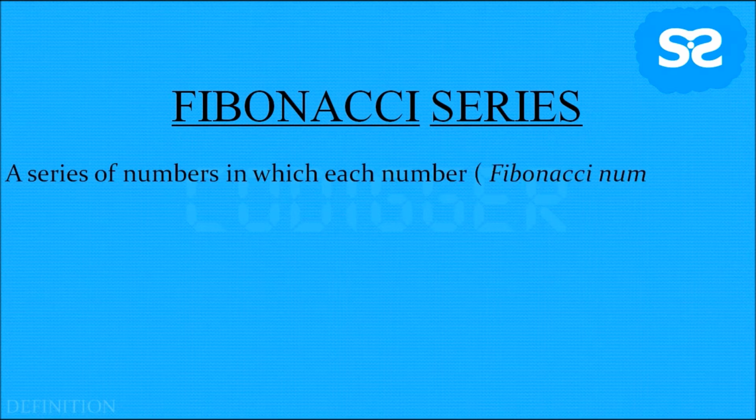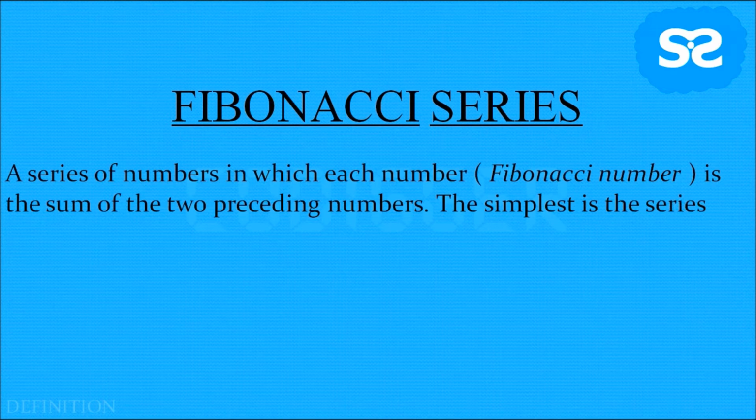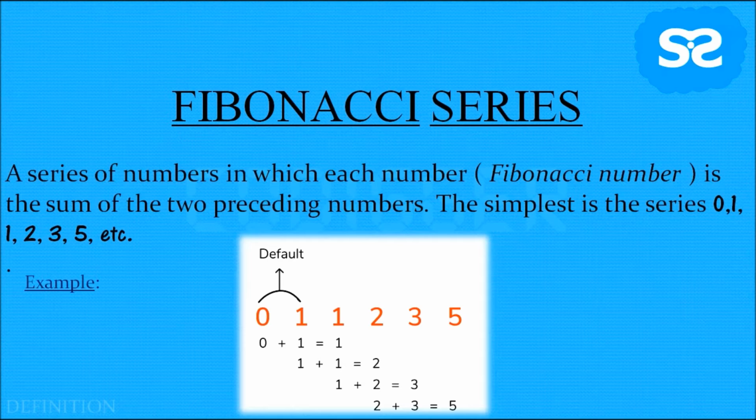Hello boss, so today's topic is the Fibonacci series. First let's see what the Fibonacci series is. A series of numbers in which each number, a Fibonacci number, is the sum of the two preceding numbers. The simplest is the series 0, 1, 1, 2, 3, 5, etc. For example, you can see here that each number comes after the addition of the previous two numbers, starting from 0 and 1. I hope you are clear with the Fibonacci series, so let's start coding.